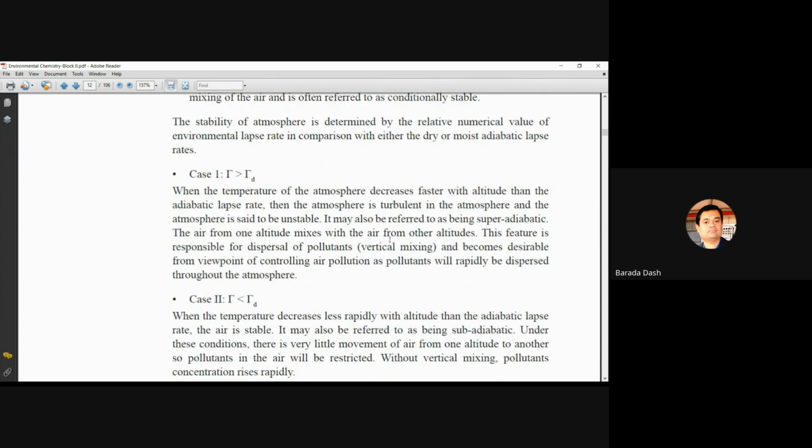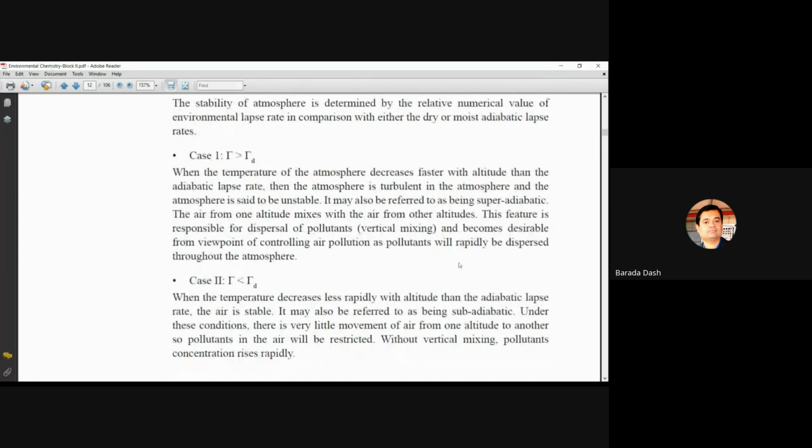It may also be referred to as a super adiabatic atmosphere. So the air from one altitude mixes with the air from another altitude. This feature is responsible for dispersal of pollutants. Vertical mixing becomes desirable from the point of view of controlling air pollution, as pollutants will rapidly be dispersed throughout the atmosphere.